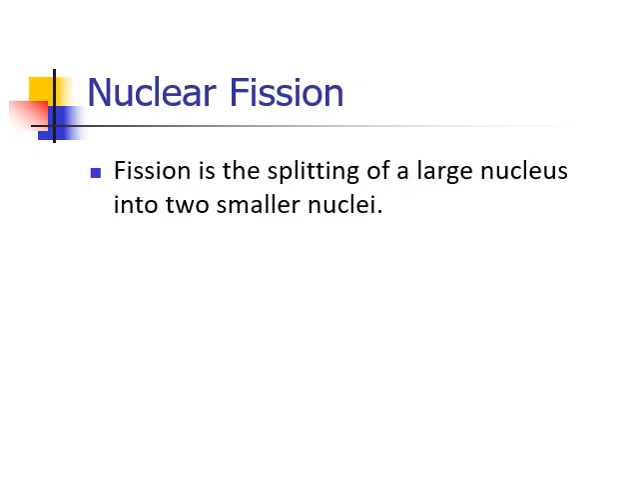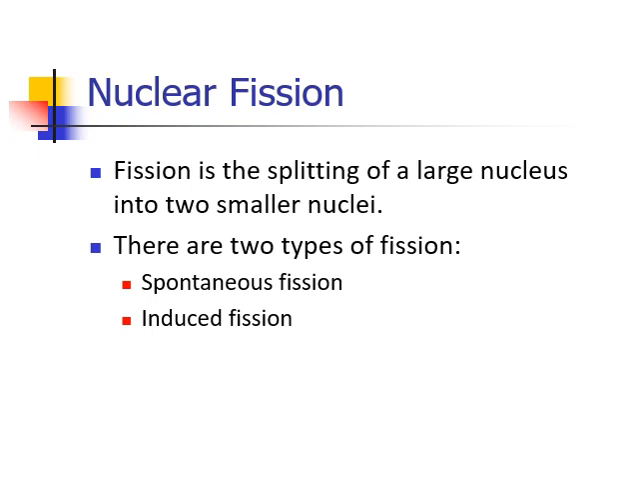So let's start with nuclear fission. Now we have already met nuclear fission and nuclear fusion for National 5, so the basics of the reactions should be something that you're already familiar with. So fission is the splitting of a large nucleus into two smaller nuclei. And there are two different types that we're going to discuss at Higher, what's called spontaneous and induced fission.